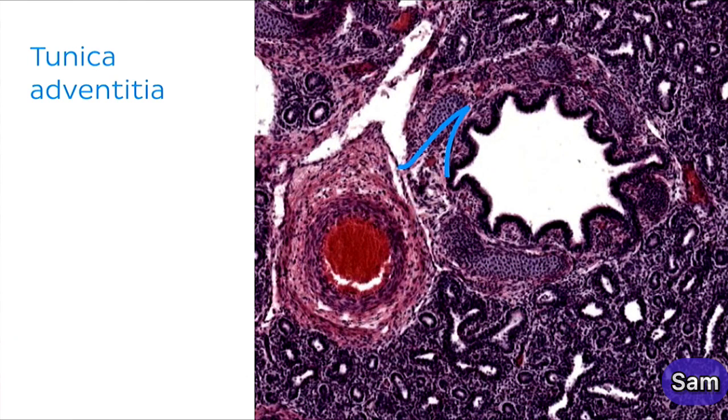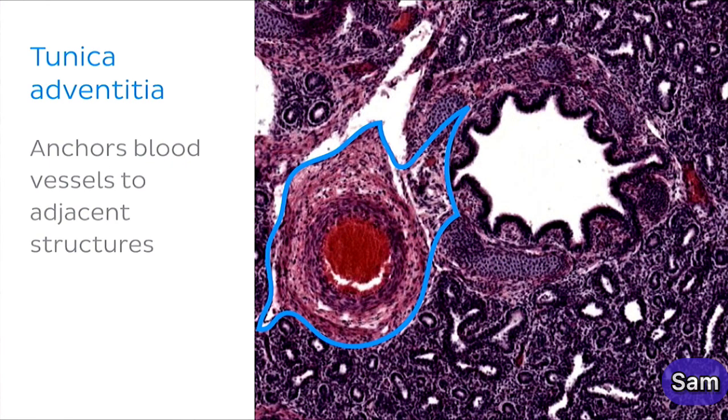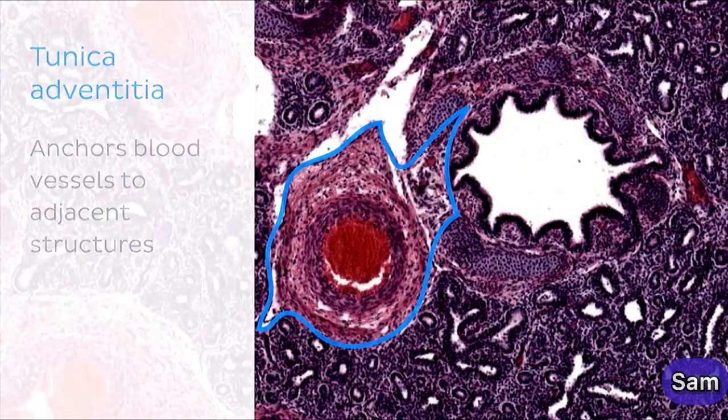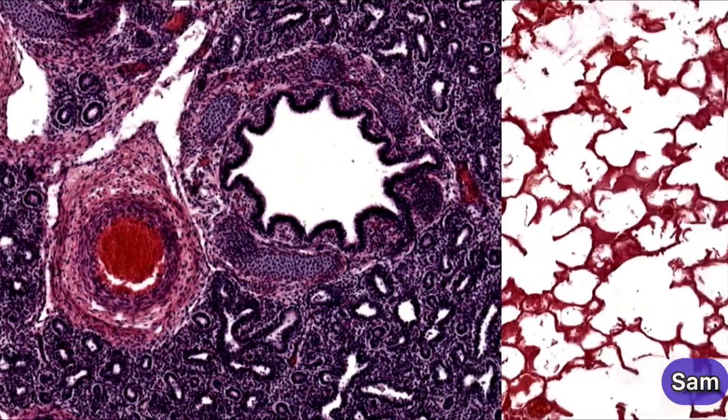But what we're highlighting in this slide is the artery's tunica externa, which is also known as tunica adventitia. Note that this tunica is not only covering the artery, but extends beyond the artery to attach to the adjacent bronchus. And this is a common feature of the bronchial tree. The tunica externa is the outermost layer of a blood vessel, and its role is to anchor the blood vessel to adjacent structures. Let's move a little bit further down our bronchial tree.